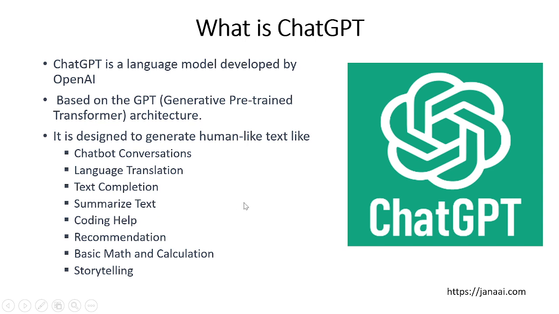Summarize text means if you put in a news article, it will give you the heading of these articles. It can do summaries of text. Coding help: this ChatGPT model can generate code for you. If you put in, suppose, a Python program for adding two numbers, it can generate the code for you.